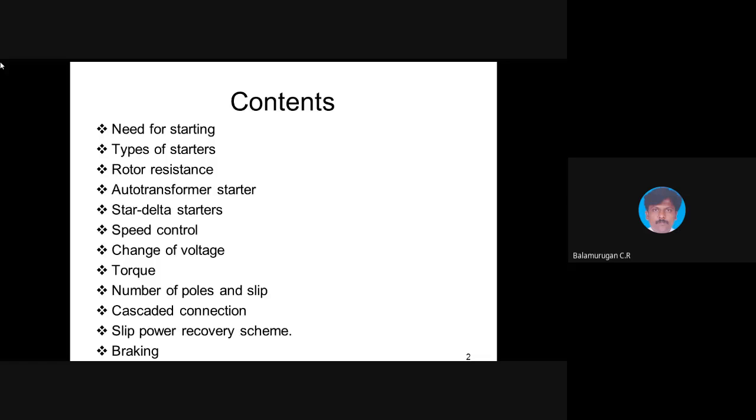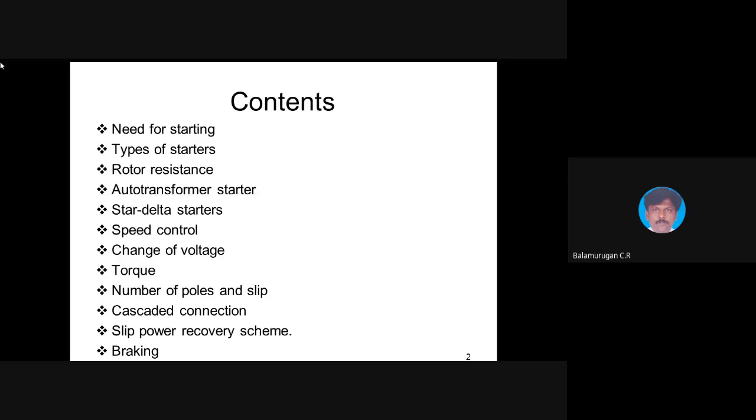Similar to the DC series motor, for the slip ring induction motor we have a separate starter. This type of starter we call a rotor resistance starter. We'll discuss what the types are, but before that, we'll discuss based on the kilowatt or HP. In the induction motor we have different HPs, different ratings.